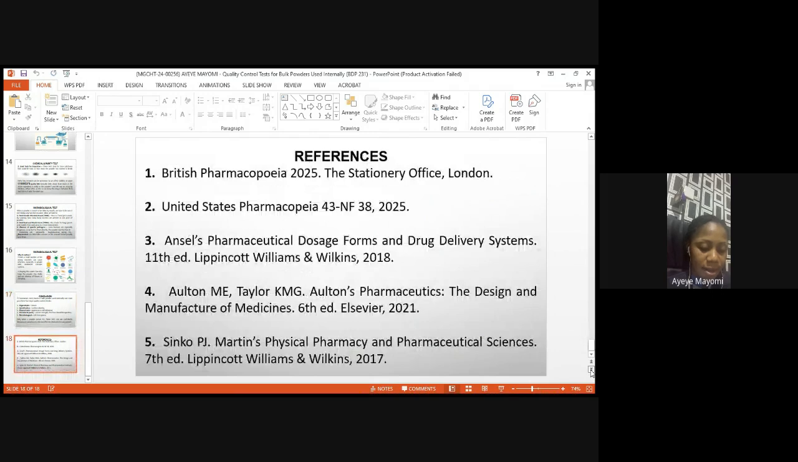We have British Pharmacopoeia 2025, Stationery Office, London; United States Pharmacopoeia 42 NF 38, 2025; then Ansel's Pharmaceutical Dosage Forms and Drug Delivery Systems, 11th edition, Lippincott Williams and Wilkins, 2018.